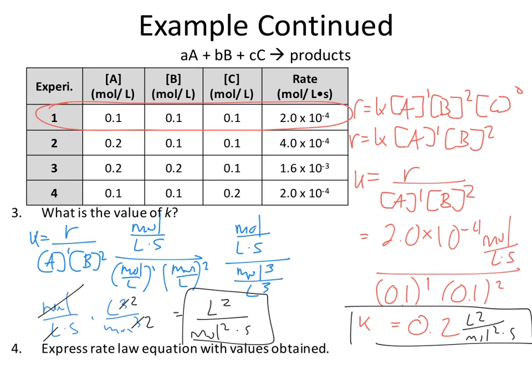Now, the last one says to express the rate law equation with the values obtained. So my rate is going to be equal to 0.2 liters squared per mole squared per second multiplied by the concentration of A to the power of 1 and the concentration of B to the power of 2. Again, we can omit C because the power is 0.